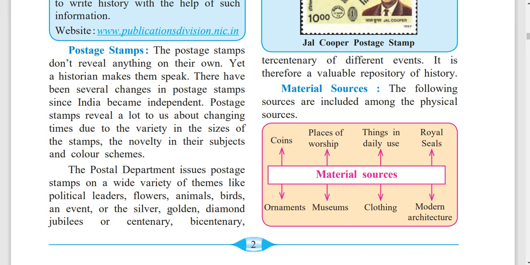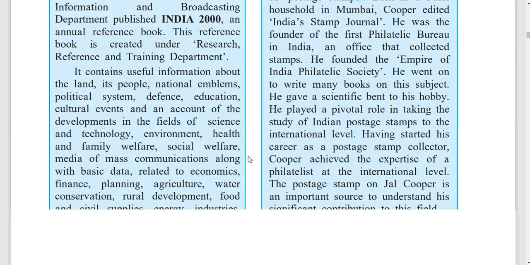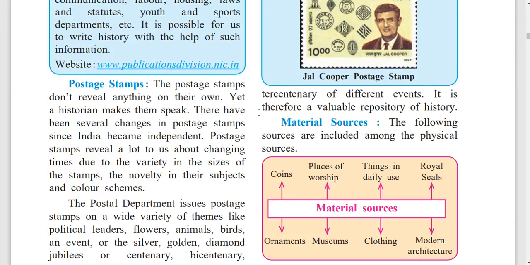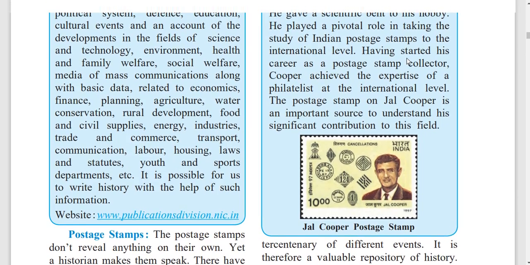Stamps are also issued on the silver, gold, golden, diamond jubilees, or centenary, tercentenary of different events. It is therefore a valuable repository of history. Jal copper postage stamp.